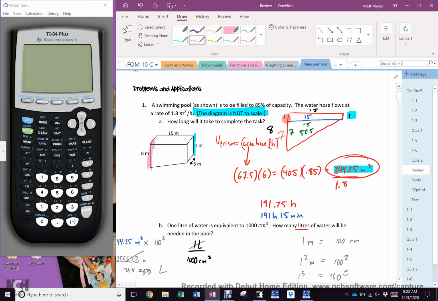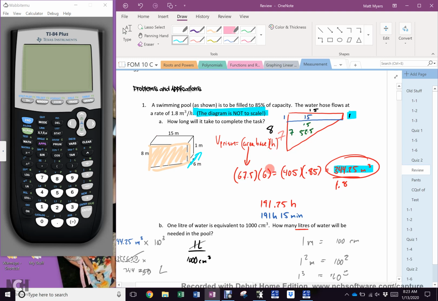Everybody understand? And then, of course, we are filling the pool up. So it is volume, right? This shape repeats, doesn't it? Back there, right? So that makes this the base. And that makes this the height. So 15 by 1 is 15. Then you did this one here.